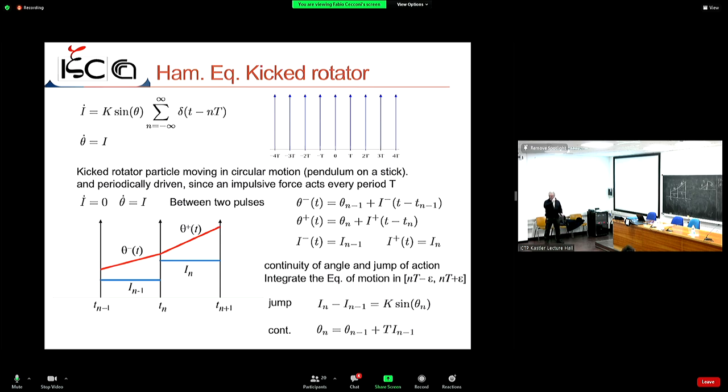It's basically a stroboscopic view. It's nothing more. You see that you can write your evolution of the map at each interval, no? At each spike, in this way. And this defines the map, the Chirikov map. And this is derived from the equation of the kicked rotator. Okay? Questions?